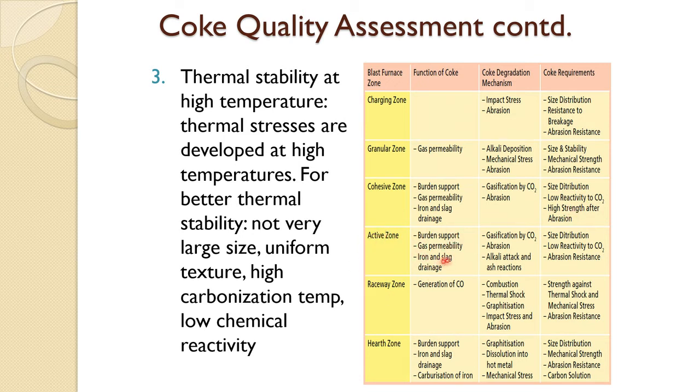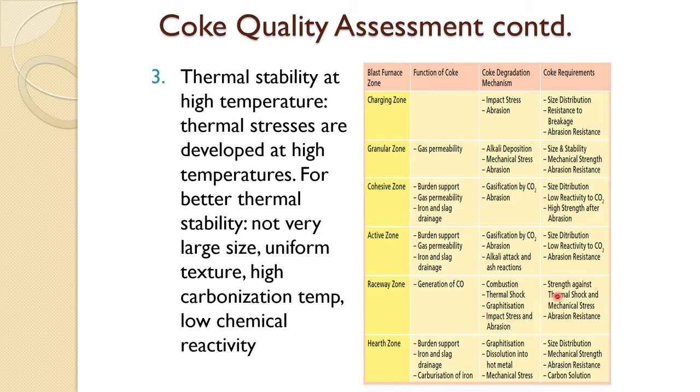Active zone, again these are the functions of the coke. Degradation in this one is by CO2, abrasion, alkali attack and reaction. So, size distribution, low reactivity, abrasion. Raceway zone, combustion occurs here, thermal shock, graphitization, impact stress and abrasion.